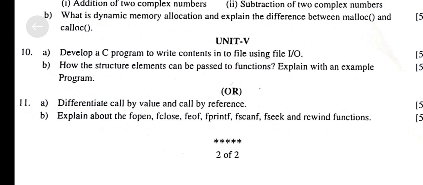Unit 5, 10th, Option A: develop a C program to find the contents of a file using file I/O. How can structure elements be passed to functions? Explain with an example program. 11th, Option A: differentiate call by value and call by reference.